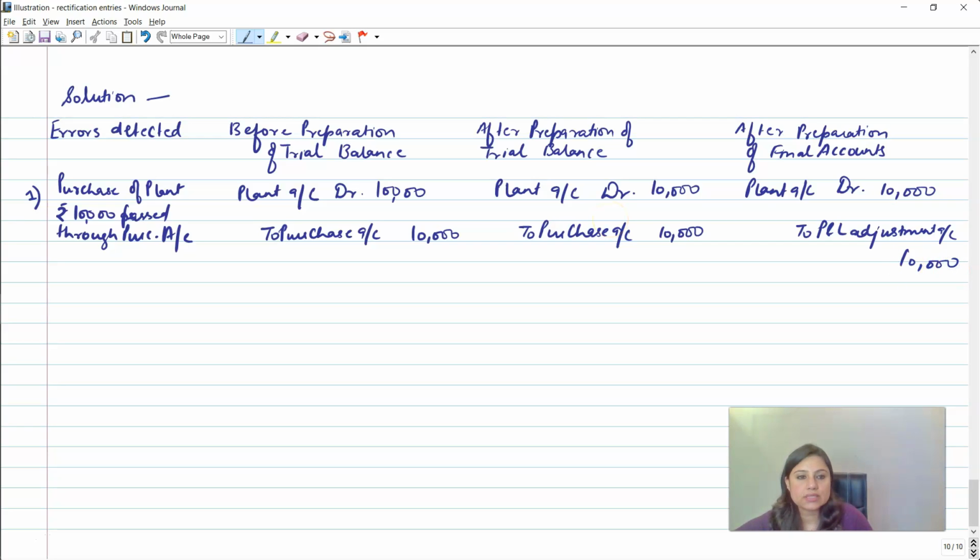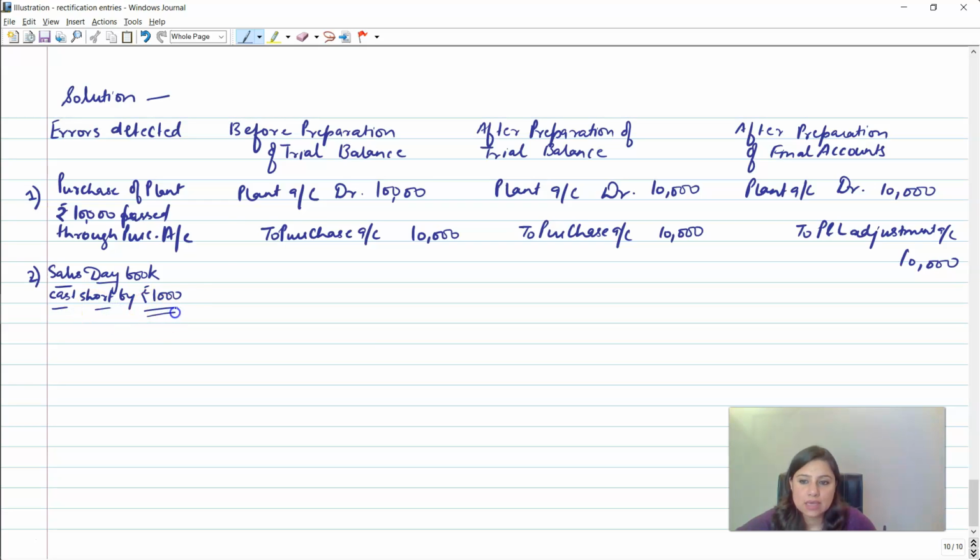Clear? So the reason why we are crediting the P&L adjustment account instead of the purchase account after preparation of the final accounts is that we have already finalized and closed our books of accounts. So we cannot make changes in the ledger accounts that have already been closed. So if any error is detected after the preparation of final accounts, then such a rectifying entry would be passed through the P&L adjustment account.